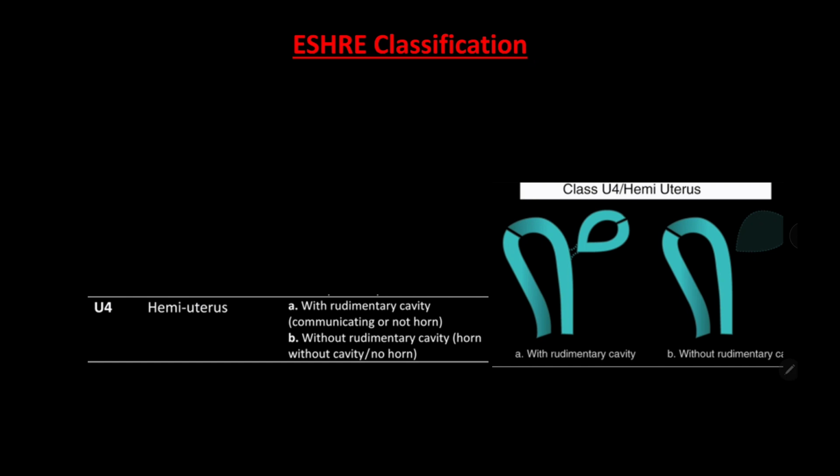And as we all know, the presence of a rudimentary cavity which is not communicating, with the presence of functional tissue, is much more dangerous, because the risk of endometriosis, ectopic pregnancy, and dysmenorrhea increases a lot.